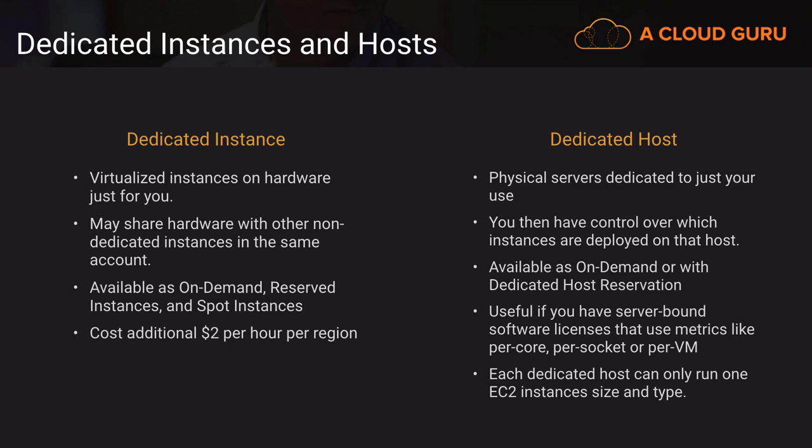virtual machine. Now, each dedicated host can only run one type of EC2 instance. So you can't mix and match instance types on a host. You have to run all the same type. And the capacity of the dedicated host varies depending on what EC2 instance types you're going to be running.